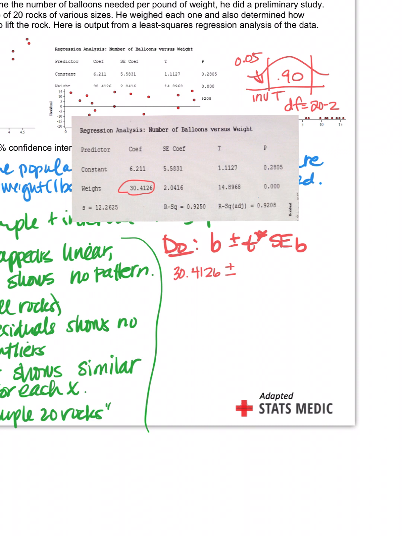Anybody find it yet? Yep, 1.734. And okay, so where's the standard deviation of my slope in my table? Just to the right of my slope. So this is my standard error of my slope. So I pop that in there. And then when I calculate it, I get 26.87 to 33.95.